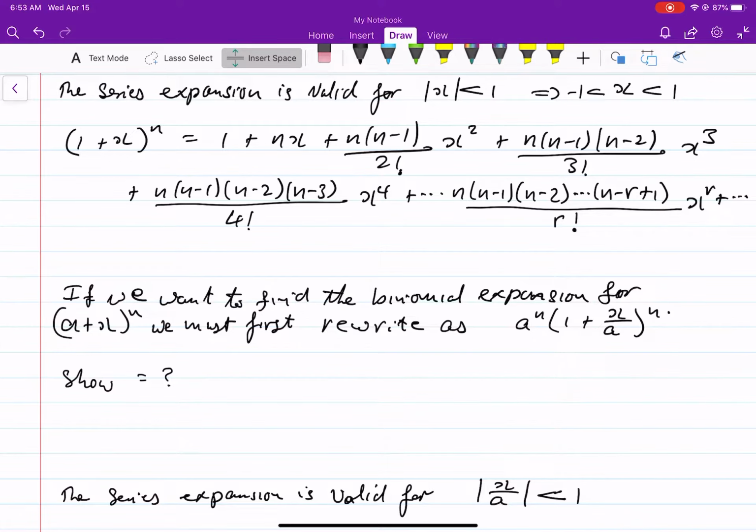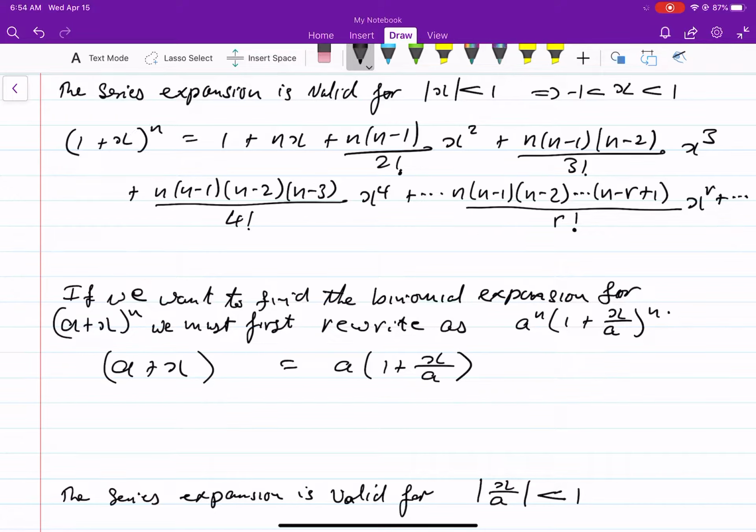If you wanted to expand (a + x)^n, you must first rewrite it as a^n times (1 + x/a)^n. That algebra should not be beyond upper sixth students, but I'll go through it. If I started out with just a + x and wanted to factor out a, that would be a times (1 + x/a). That should be pretty straightforward.